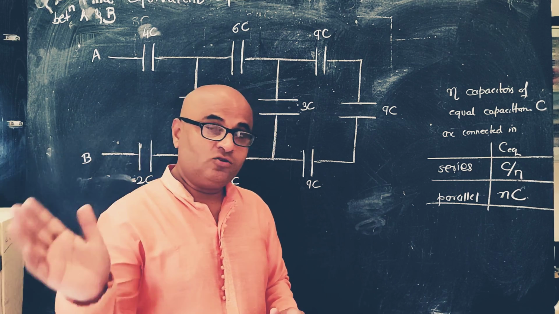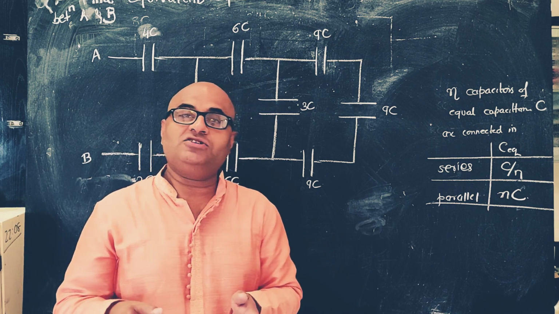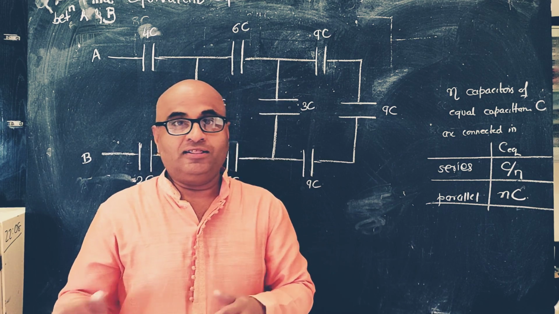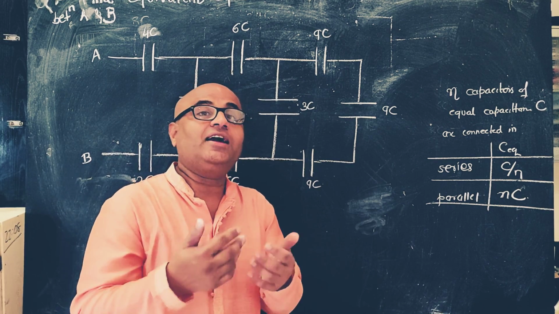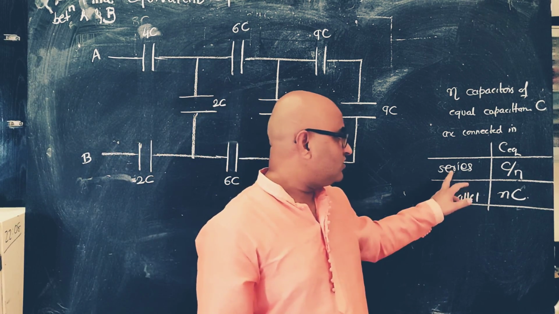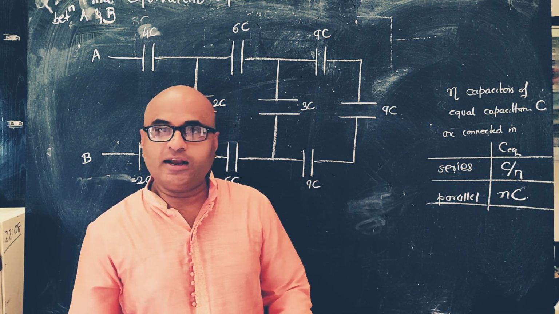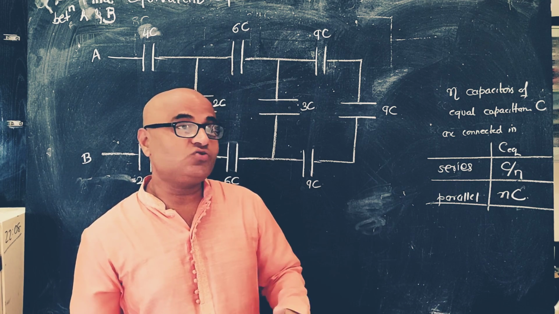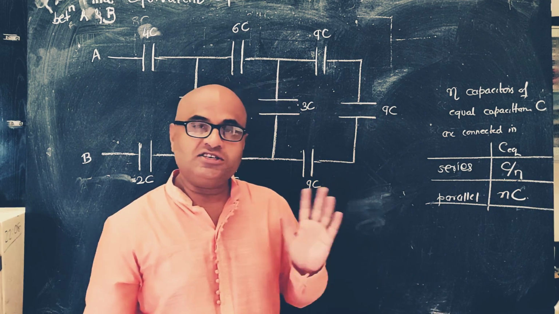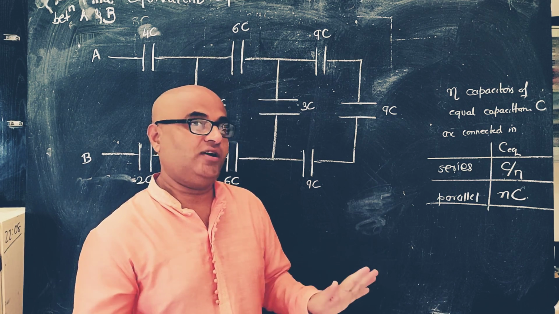Now in your CBSE examination, once the question was asked in this way: n capacitors of equal capacitance are first connected in series, then in parallel. Then the ratio of the equivalent capacitance in series combination and in parallel combination is, for series combination it is C upon n, for parallel combination it is nC. They asked for the ratio, so the ratio will be C upon n divided by nC. C will go off the board. 1 upon n into n. The answer is 1 upon n square.